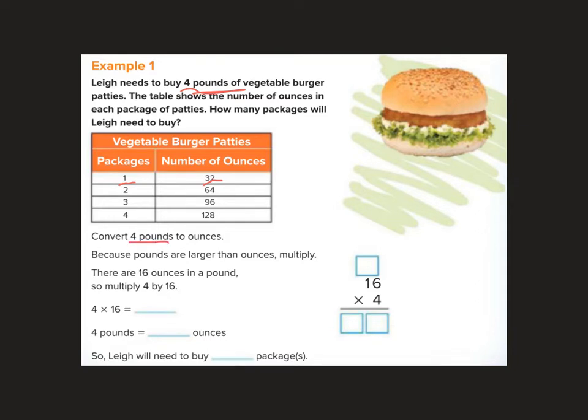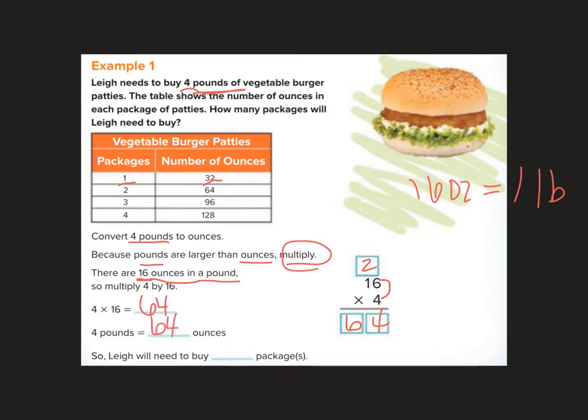So first we should convert 4 pounds to ounces. Because pounds are larger than ounces, we are going to multiply. There are 16 ounces in 1 pound. That's a good little conversion. Remember, LB and LBS is pounds. So I should do 4 times 16. 6 times 4 is 24. 4 times 1 is 4, plus 2 more is 6. 64. So 4 pounds equals 64 ounces. So Lee will need to buy 2 packages.